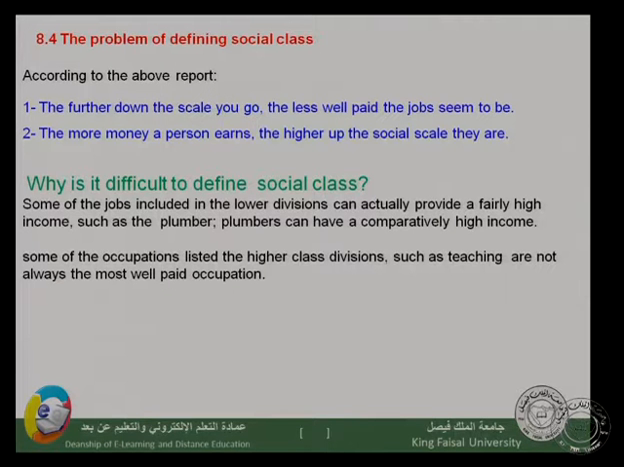We again go back to the same problem of why it is difficult to define social class, why we do not have an exact definition of social class. Some of the jobs included in the lower division of this report can actually provide a fairly high income, such as the plumber, a person who works on water pipes and taps. Though their job is considered a lower class job, plumbers can have a comparatively high income because they can work a lot and they can earn a large amount of money.